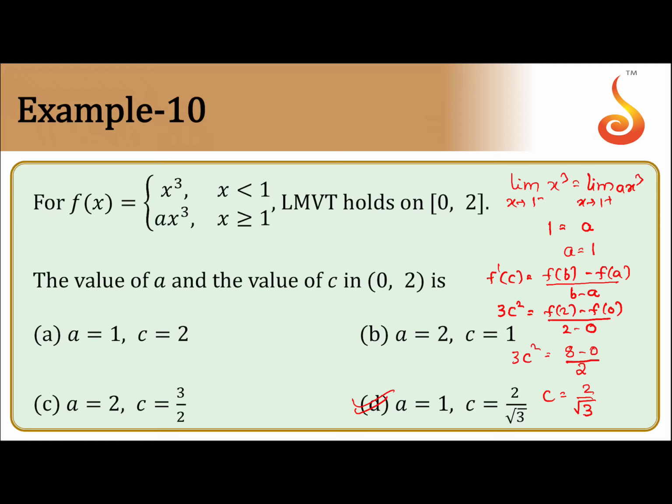3c square is equal to 4, c equal to plus or minus 2 by root 3, but we take only the positive value, c equal to 2 by root 3, because c is positive and lies between 0 and 2.